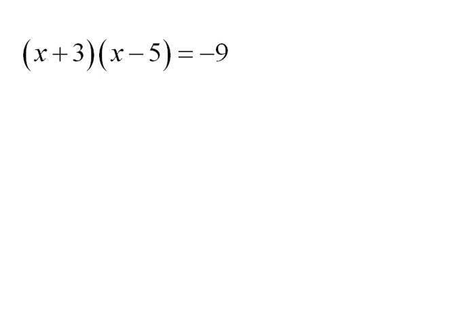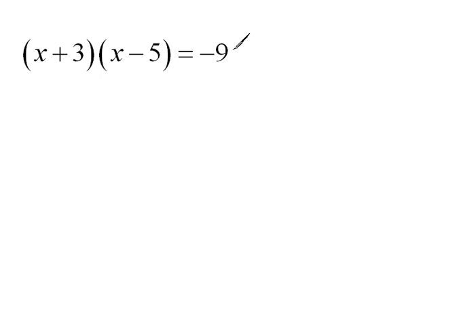Alright, here in this problem, we're going to have a very interesting situation happen. So let's try and solve this to begin with. Right now we have two factors that are equal to -9. But remember, our zero product property doesn't say anything about factors being equal to -9. It says factors equal to 0.